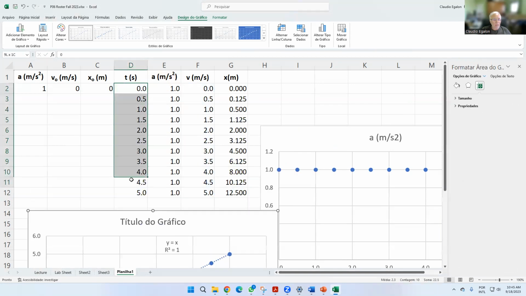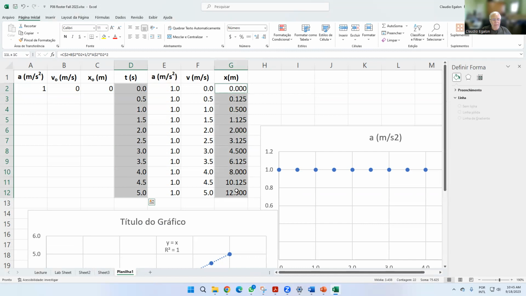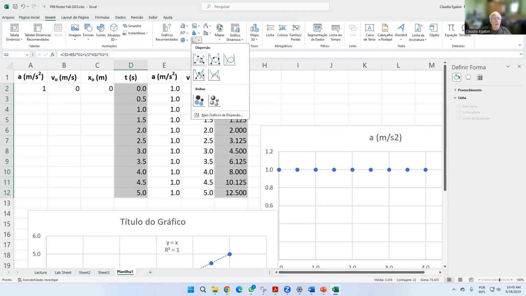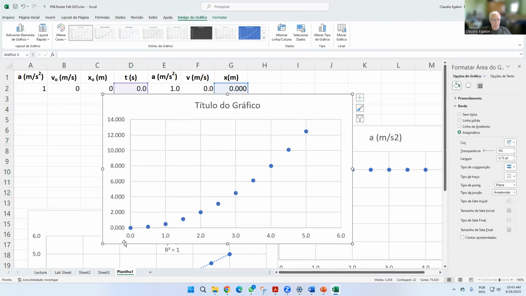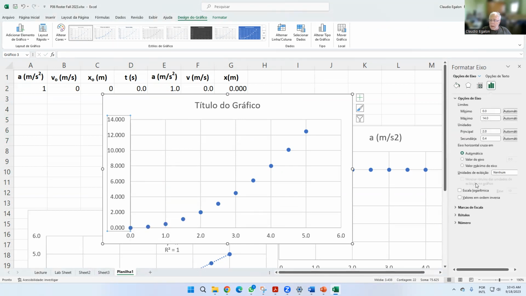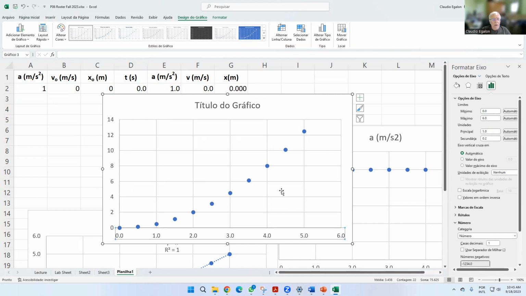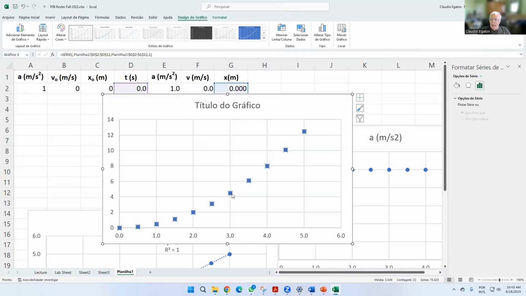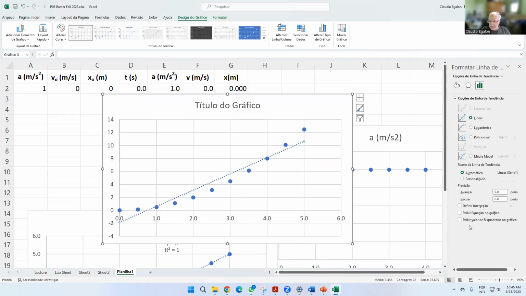And the next one is X. We have 10 points, 11 points actually. Insert graph. Okay, now it looks more realistic, right? I don't need that many numbers. I don't need that many. Yeah, I don't need that many either. But that's your parabola. I can even put a trend line if I want, right? You're going to get exactly that trend line, and here you go.